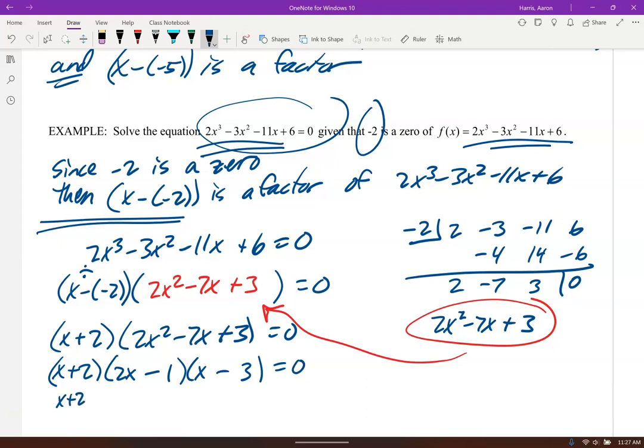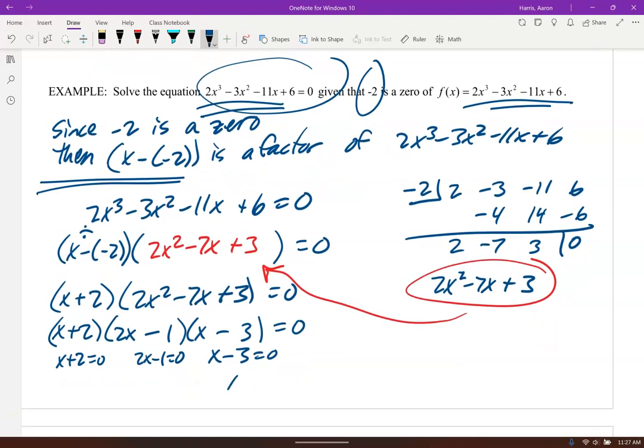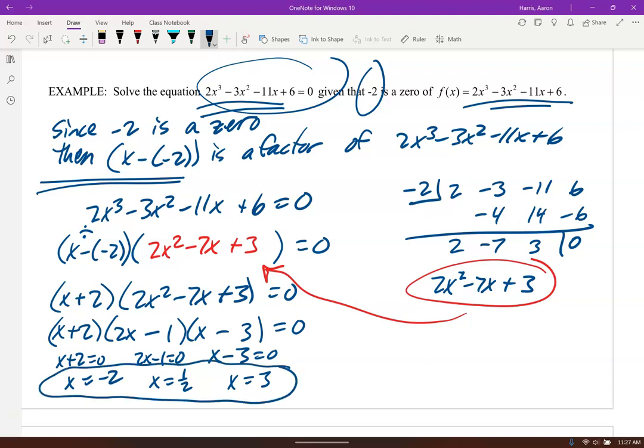So then I say, oh, well, x plus 2 equals 0, 2x minus 1 equals 0, x minus 3 equals 0. So my answers are 3, a half, and we already knew the negative 2, right? So those are our 3 solutions. They already gave us the negative 2. Those are the 3 zeros. In other words, this function hits at negative 2, it hits at a half, and it hits at 3. That's what this 2x cubed minus 3x squared minus 11x plus 6 function hits at. But we're just trying to find the x values for which it is equal to 0. In other words, where are the x-intercepts? Okay.